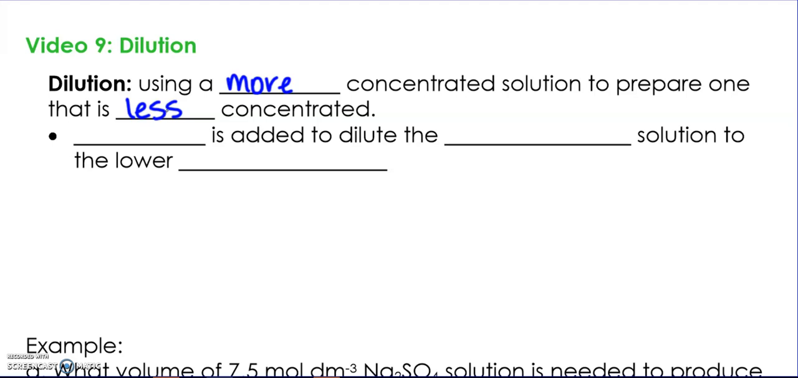So I do this all the time in lab when I make, for example, your hydrochloric acid solution. So in lab, lots of times we use 6 molar or 1 molar or moles per decimeter cubed solutions. And the stock solution that I buy is 12 molar, 12 moles per decimeter cubed. So I have to dilute it. So all I do is add water. So water is added to dilute the more concentrated solution to the lower concentration.